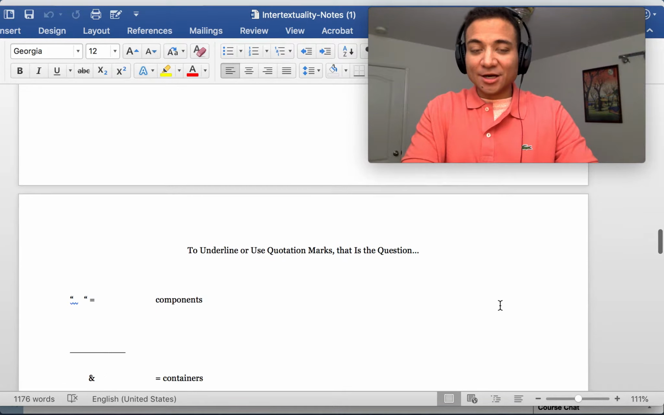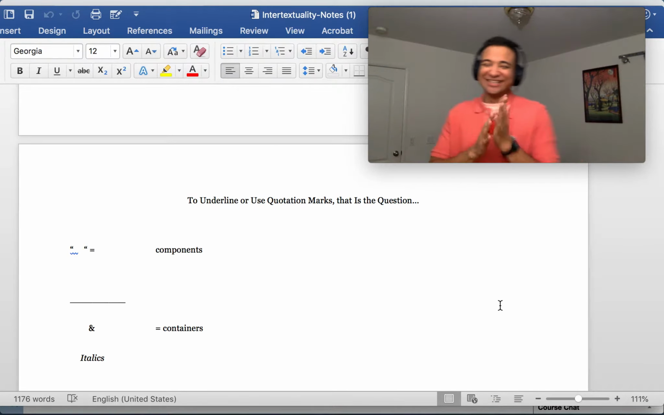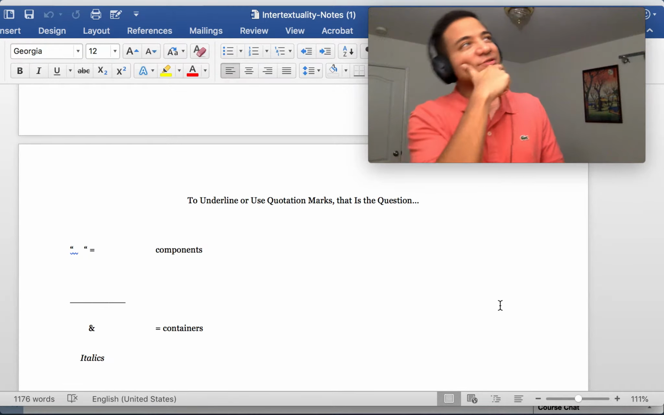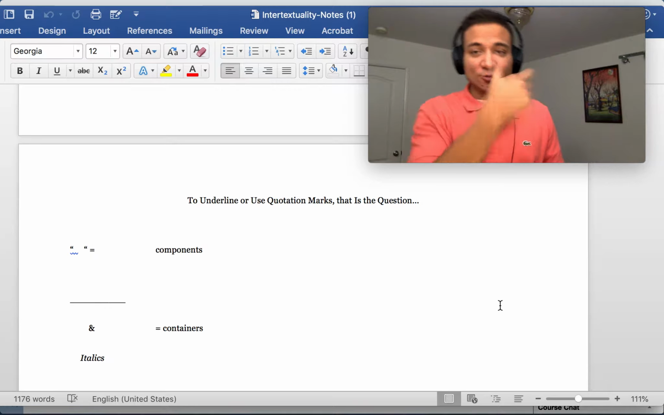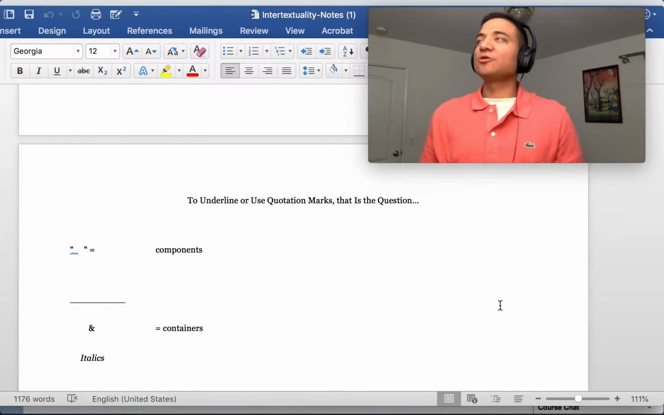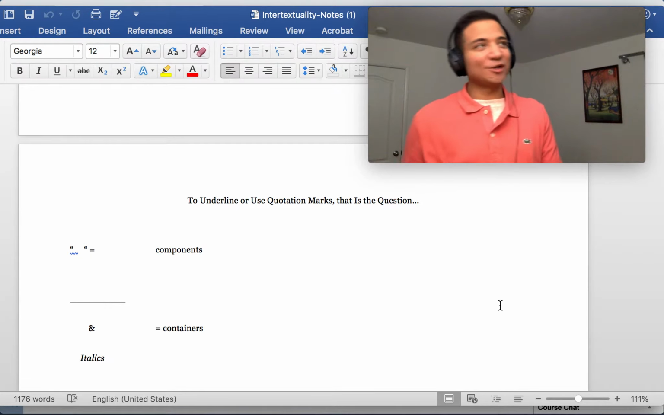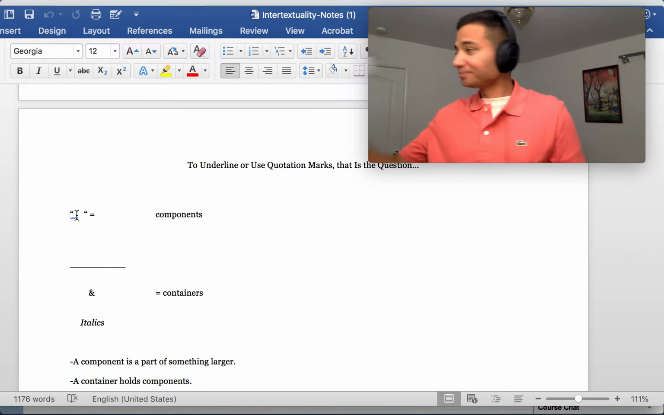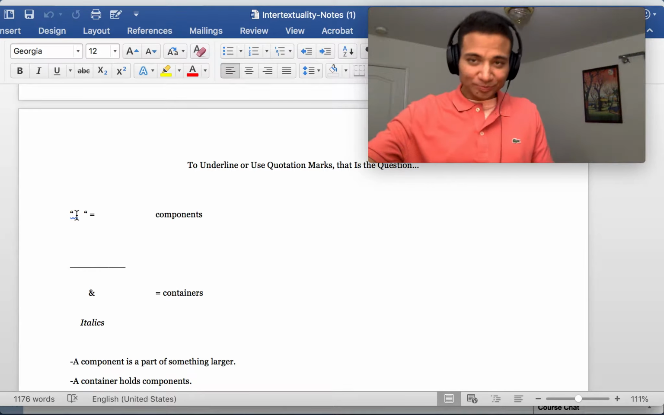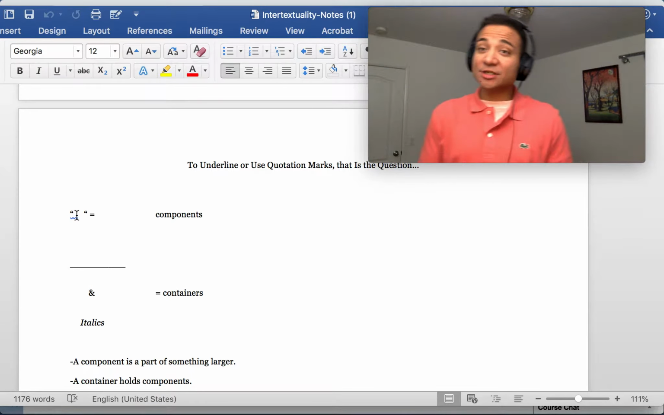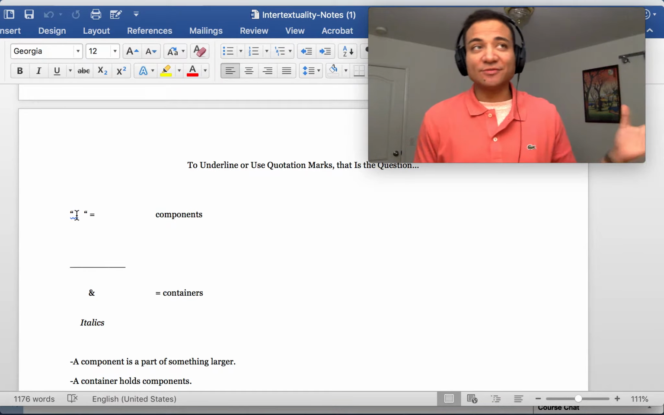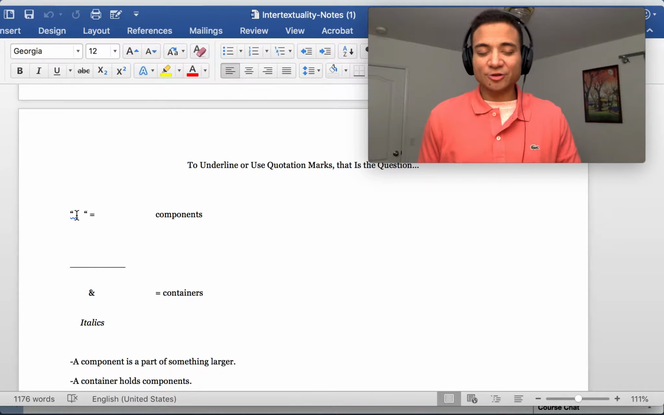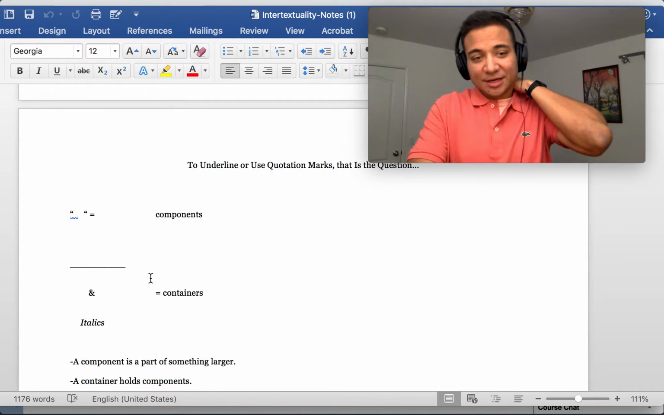This is important. Have you ever been like, okay, I know this is a movie, but I'm not sure if I underline it or if I use quotation marks? To underline or use quotation marks? That is the question. Quotation marks are for components. What's a component? A component is just a part of something larger.